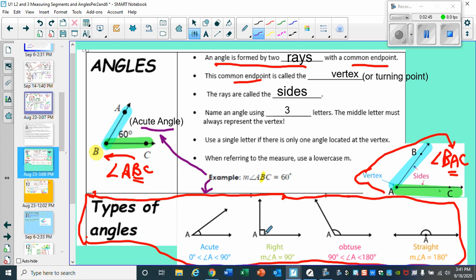Or 90.0001. It has to be exactly 90, no questions. Obtuse, that's the angle between 90 and 180 degrees. And your straight line angle, that's exactly 180 degrees. Nothing larger, nothing smaller, not 179.999 or 180.0111. No, it's exactly 180.